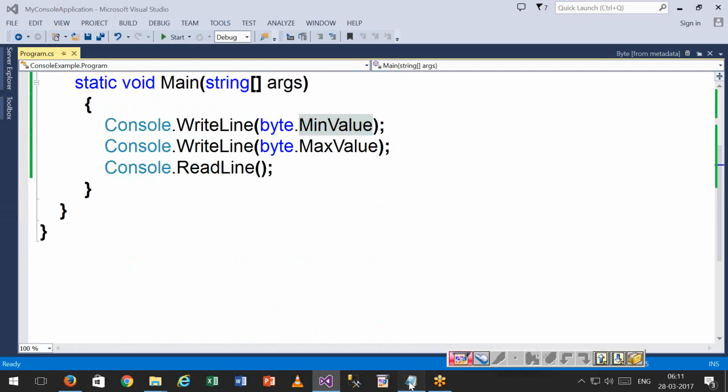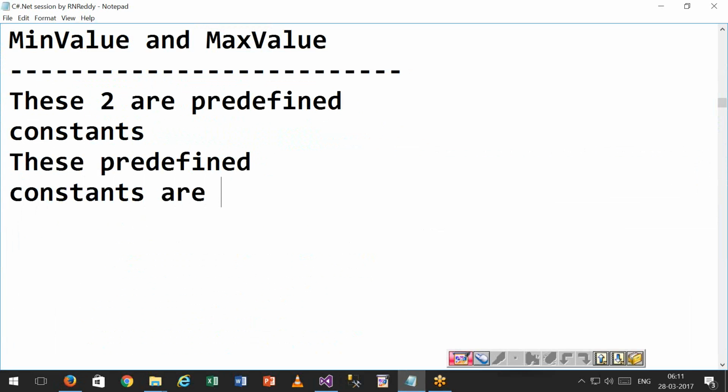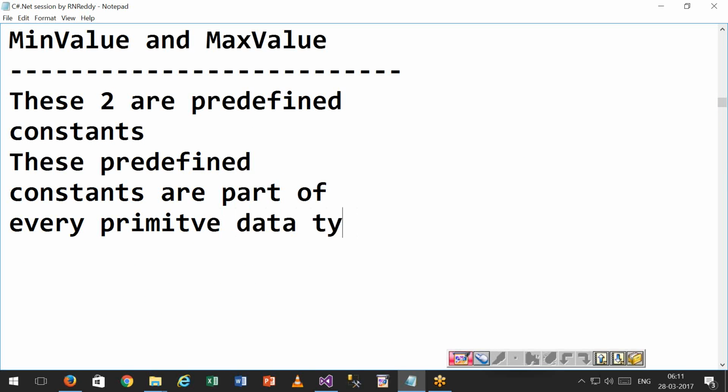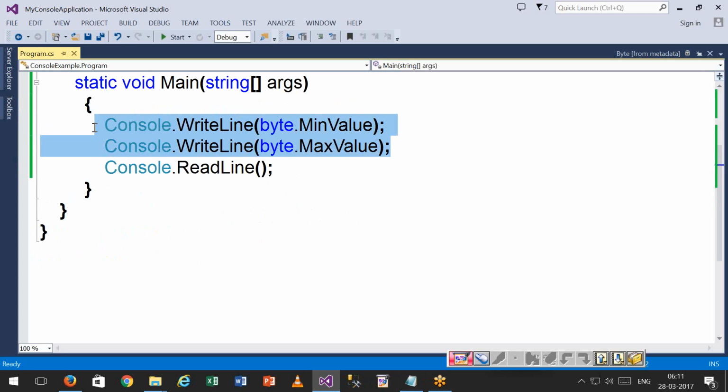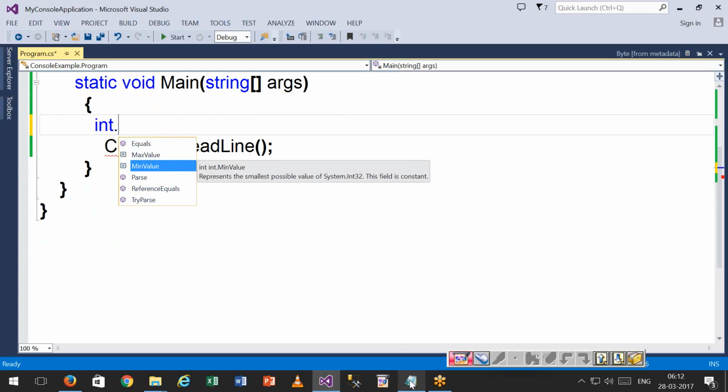These predefined constants are part of every primitive data type structure. You can have these two in every primitive data type structure, as you can see: byte.MinValue, similarly sbyte.MinValue, sbyte.MaxValue, as well as int.MinValue, int.MaxValue. Are you clear, all of you?